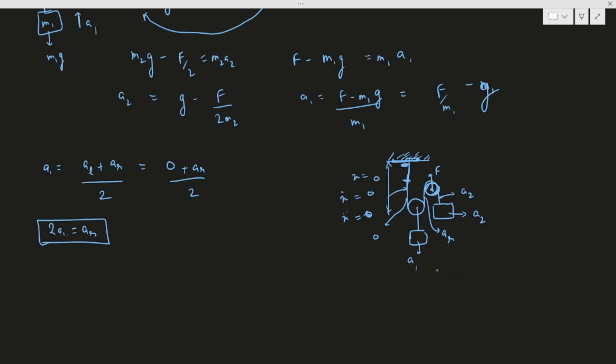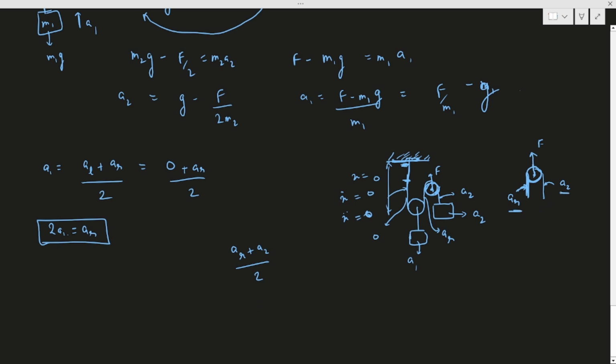Now we will look at this right pulley. This string has acceleration A2 because this mass has acceleration A2, and the acceleration of the left part of this string we have found to be AR, and this pulley is being pulled with force F. With the pulley constraint, we know that the acceleration of this pulley will be the acceleration of the left part of the string plus the acceleration of the right part of the string, by 2. So AR plus A2 by 2. The left string has acceleration AR and the right one has A2.